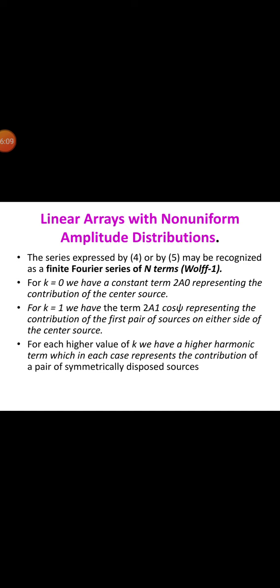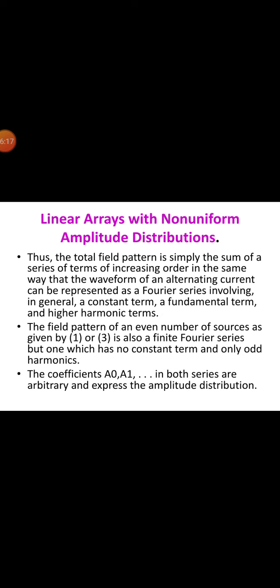For each higher value of k, we have a higher harmonic term, which in each case represents the contribution of a pair of symmetrically disposed sources. Thus, the total field pattern is simply the sum of a series of terms of increasing order, in the same way that the waveform of an alternating current can be represented as a Fourier series involving in general a constant term, a fundamental term and higher harmonic terms.